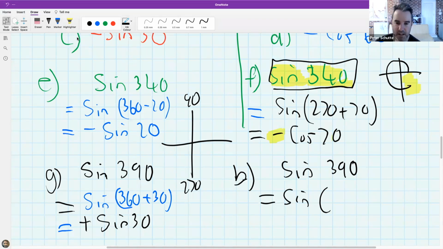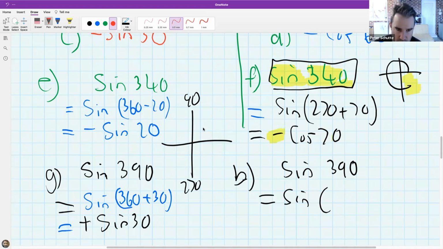Sir, I'm actually not sure, but I reduced sine 390. I said sine of 270 plus 120. Then I reduced 120. I said 180 minus 60. Then I used the co-function of sine and said cos 60, because 180 minus 60 is in the second quadrant and sine is positive in the second quadrant. So I got positive cos 60. Okay, so I think we're the same.